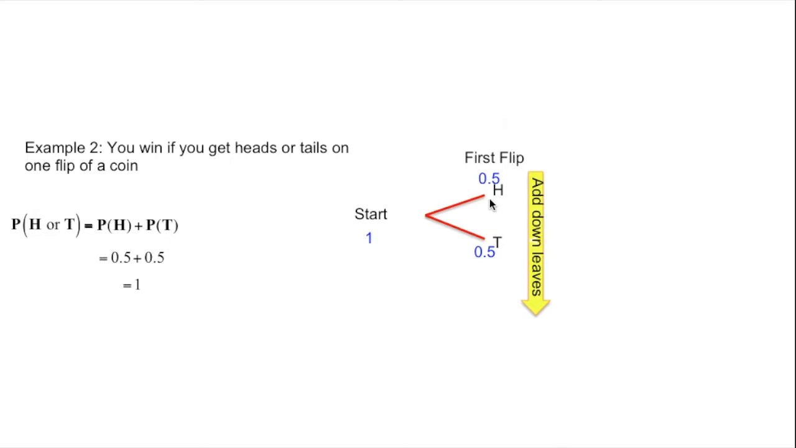We add down, think of this way as the branches, and this way the leaves are at the end of the branches, so you add down the leaves. So you multiply along the branches and add down the leaves.